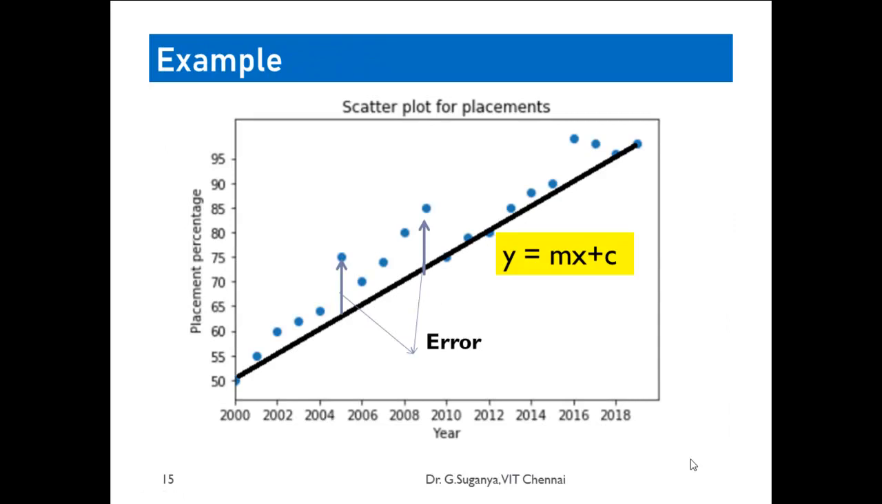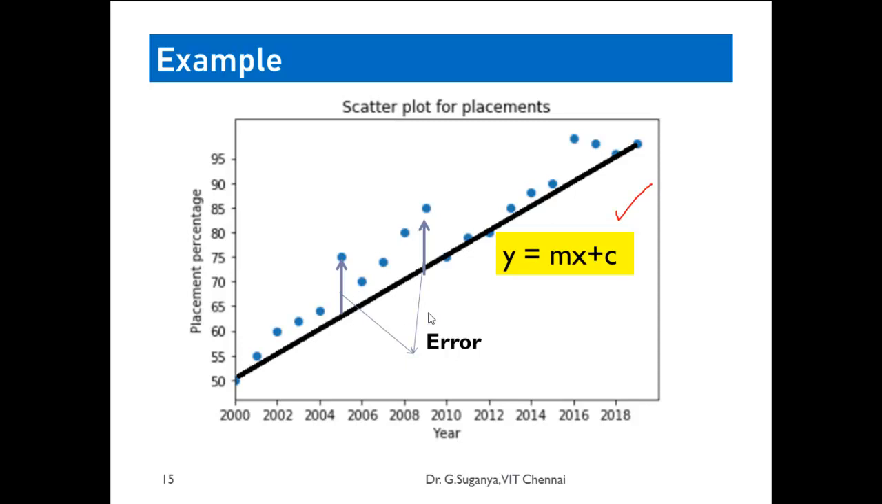For example, I have plotted a graph between the year and the placement percentage. In the scatter chart, all the blue dots are the actual placement percentages. Now what can we do? How do we draw a straight line? We can draw a straight line from the first point to the last point, connecting most of the points in the space. You can see this straight line follows the equation y = mx + c.